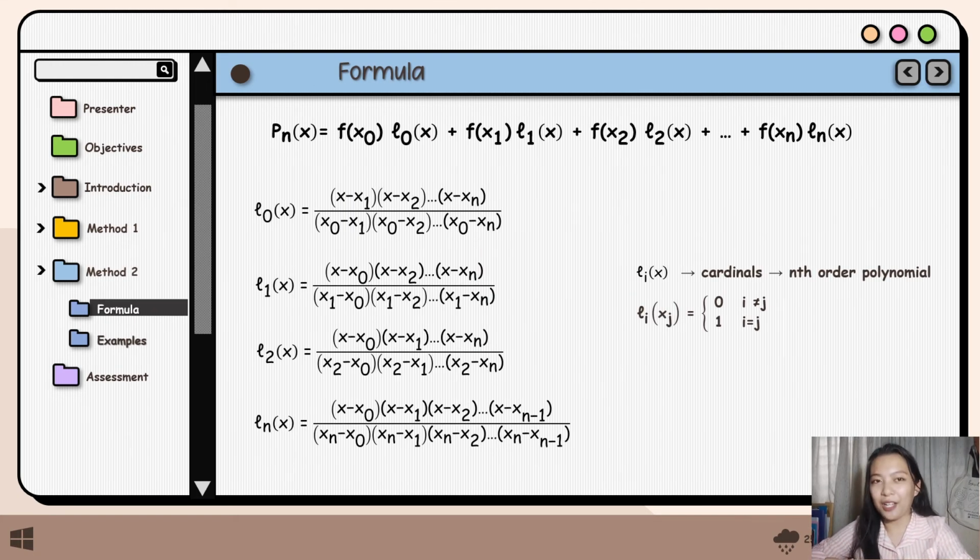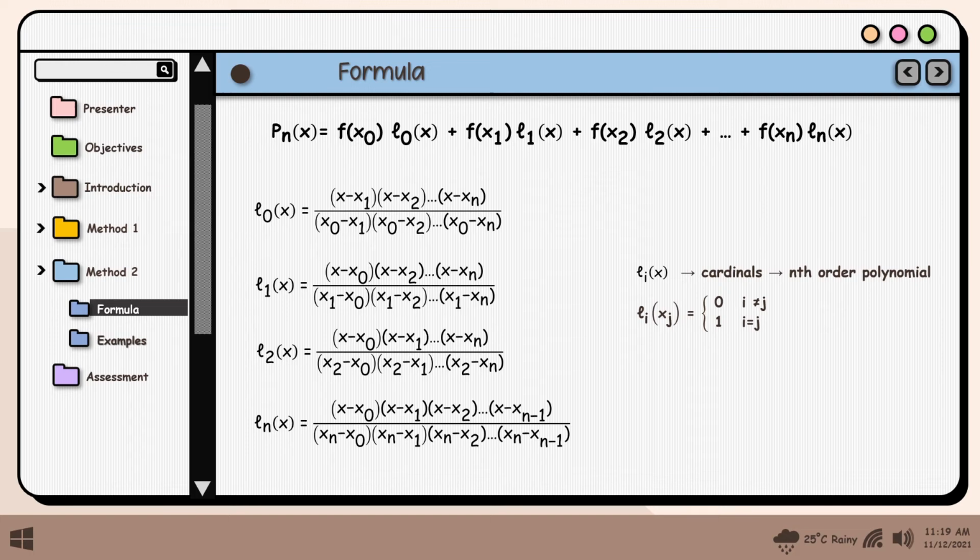So when I say the second order polynomial in Lagrange's method, we are referring to L sub 2 of x. We have the Lagrange's method formula: p sub n of x is equal to f of x sub 0 multiplied to the 0th order cardinal polynomial plus f of x sub 1 multiplied to the first order polynomial in Lagrange's method, and so on and so forth. I hope you see the pattern and you will understand it even more in our examples later on.